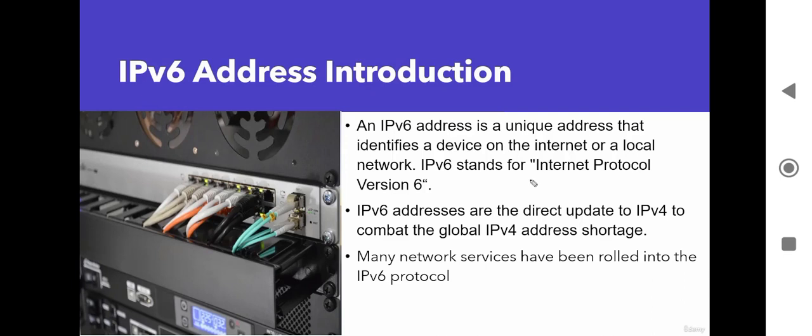So IPv6 addresses are the direct update to IPv4, and they're used to combat the global IPv4 address shortage. Many network services have also been rolled into the IPv6 protocol. So you have the likes of ICMP, you have ARP, and you have a few other protocols that are automatically rolled into IPv6 now.